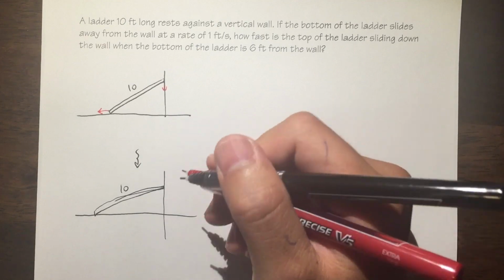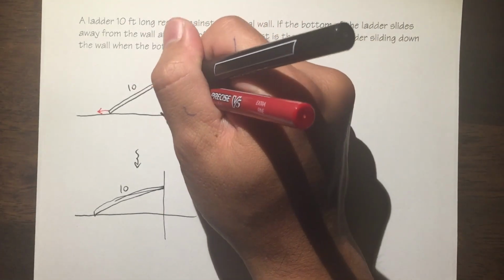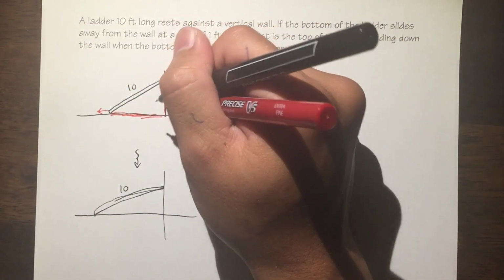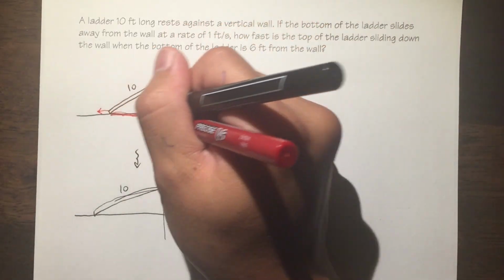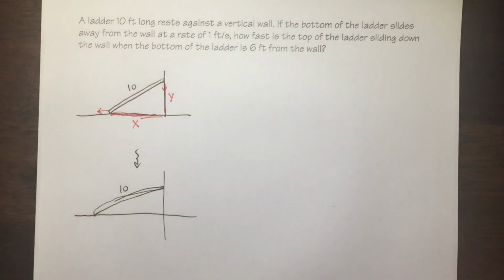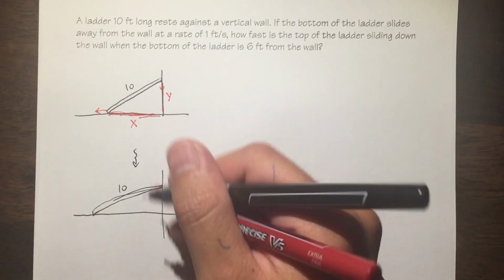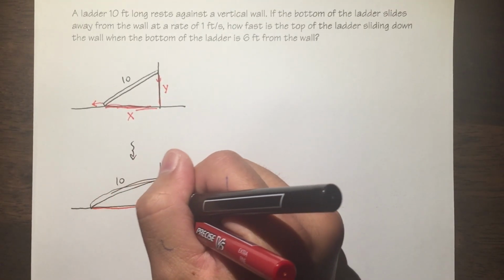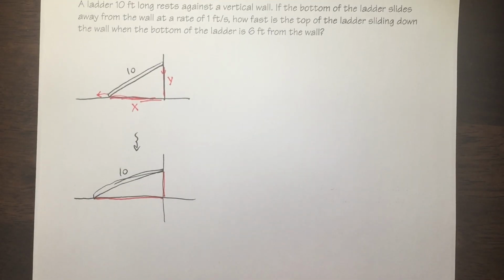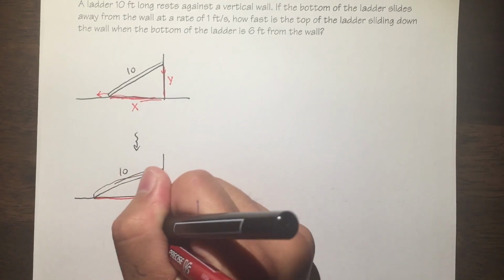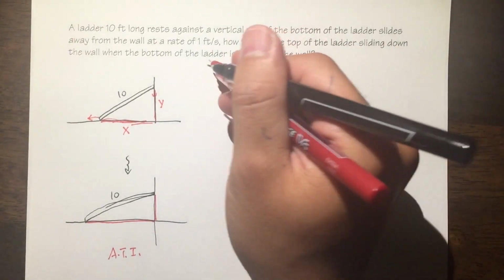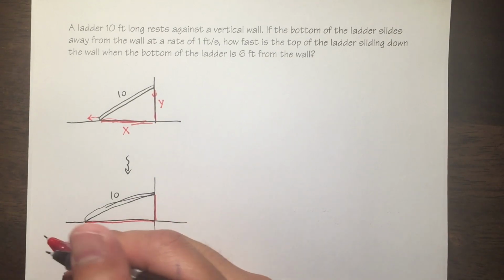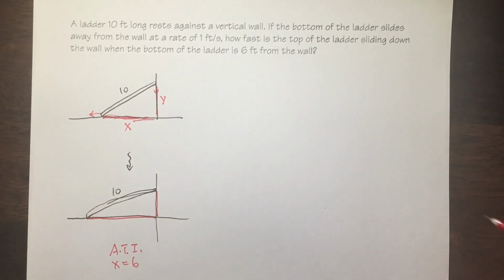We have to label the things that are changing. We know that this distance and this distance, they are changing. This is the vertical distance. I will just label this as y. This is the horizontal distance. I will just label that to be x. And once again, during the process, you can see that this has gotten shorter and this has gotten longer. And we care about the instant that it says the ladder is 6 feet away from the wall. This part, 6 feet away, so that means x is equal to 6.